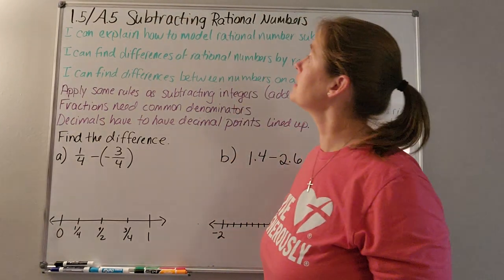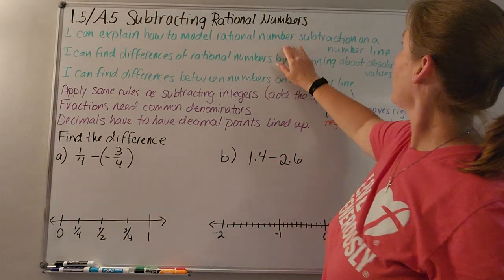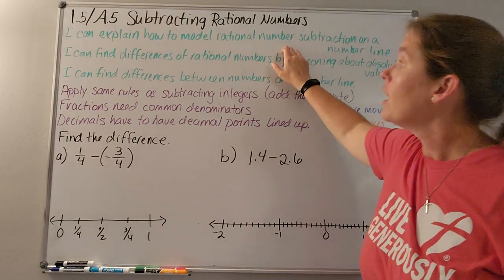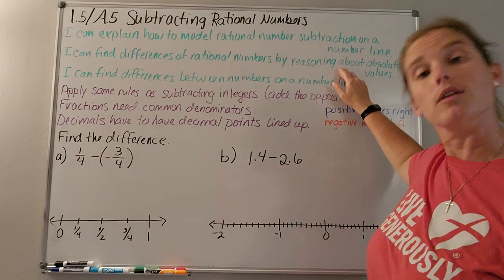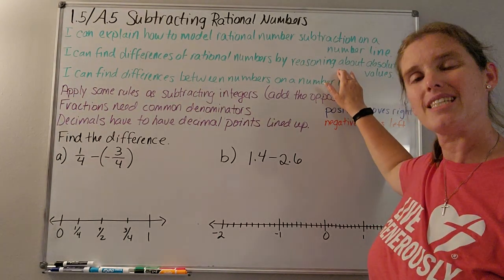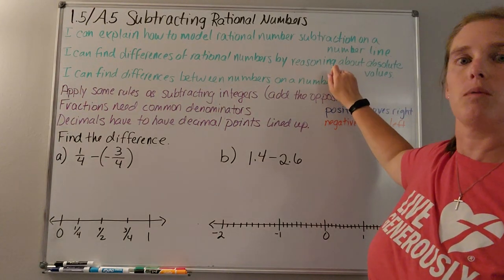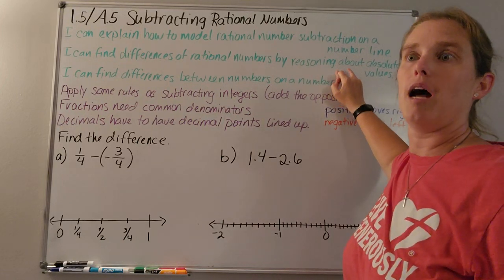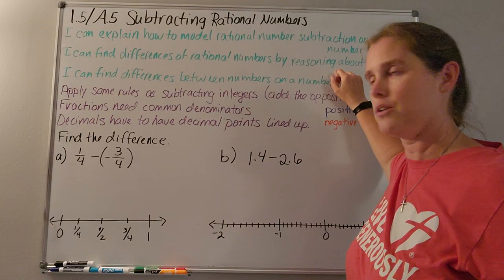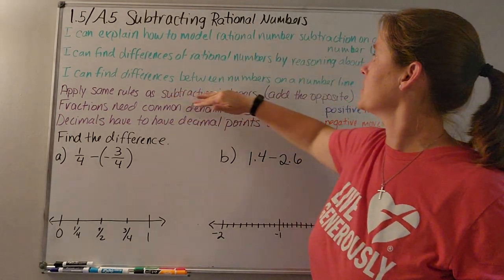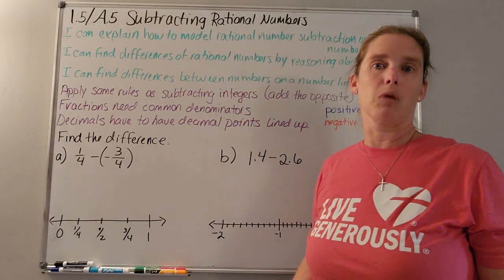All right, in this lesson, you're going to be able to explain how to model rational number subtraction on a number line. You're going to be able to find differences of rational numbers by reasoning or thinking about their absolute value. So we're going to tie it back to what we did with integers, both subtracting them and really turning them back into addition problems and thinking about those absolute values. And then we're going to find the differences between numbers on a number line.